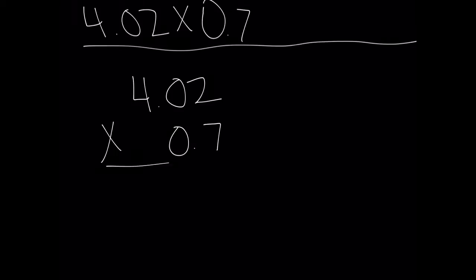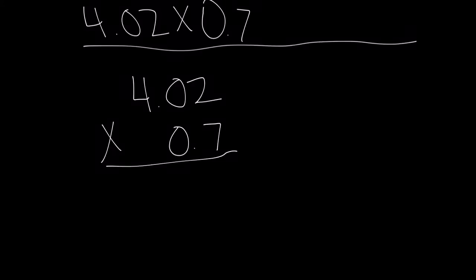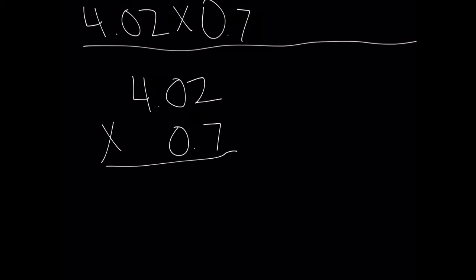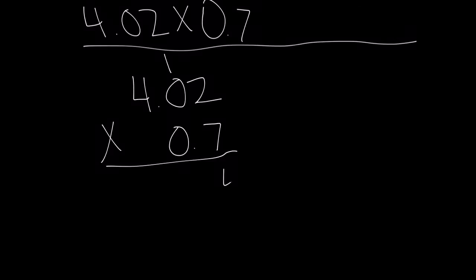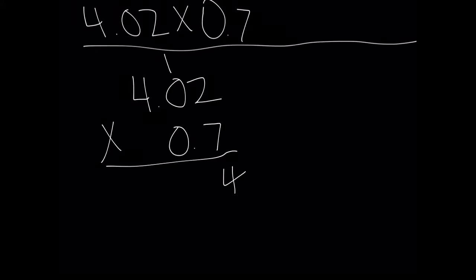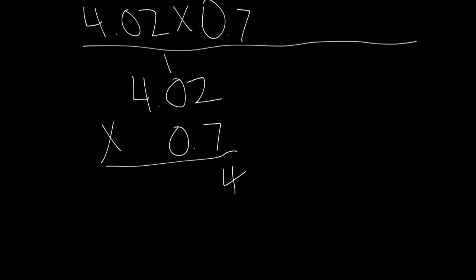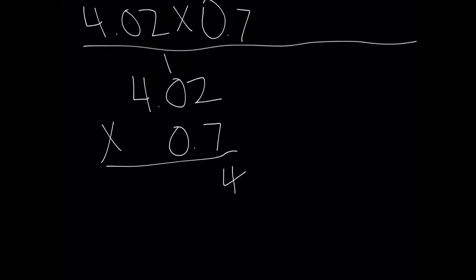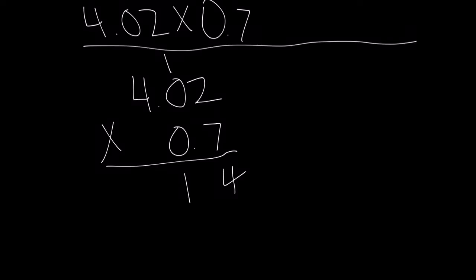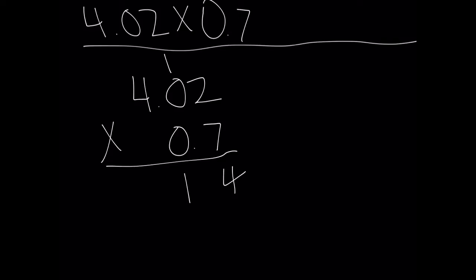Then, I'm going to now multiply. 7 times 2 is 14. 7 times 0 is 0. But there's a 1, so it's 1. 7 times 4 is 28.